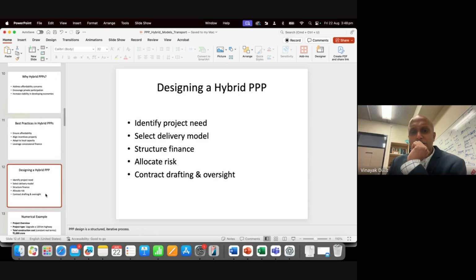So again, this is true for any such thing: you need to understand the project, figure out the delivery model, structure the finance, allocate the risk, and contract the drafting oversight. So we'll do an example of this, okay? We'll just do an example of this.